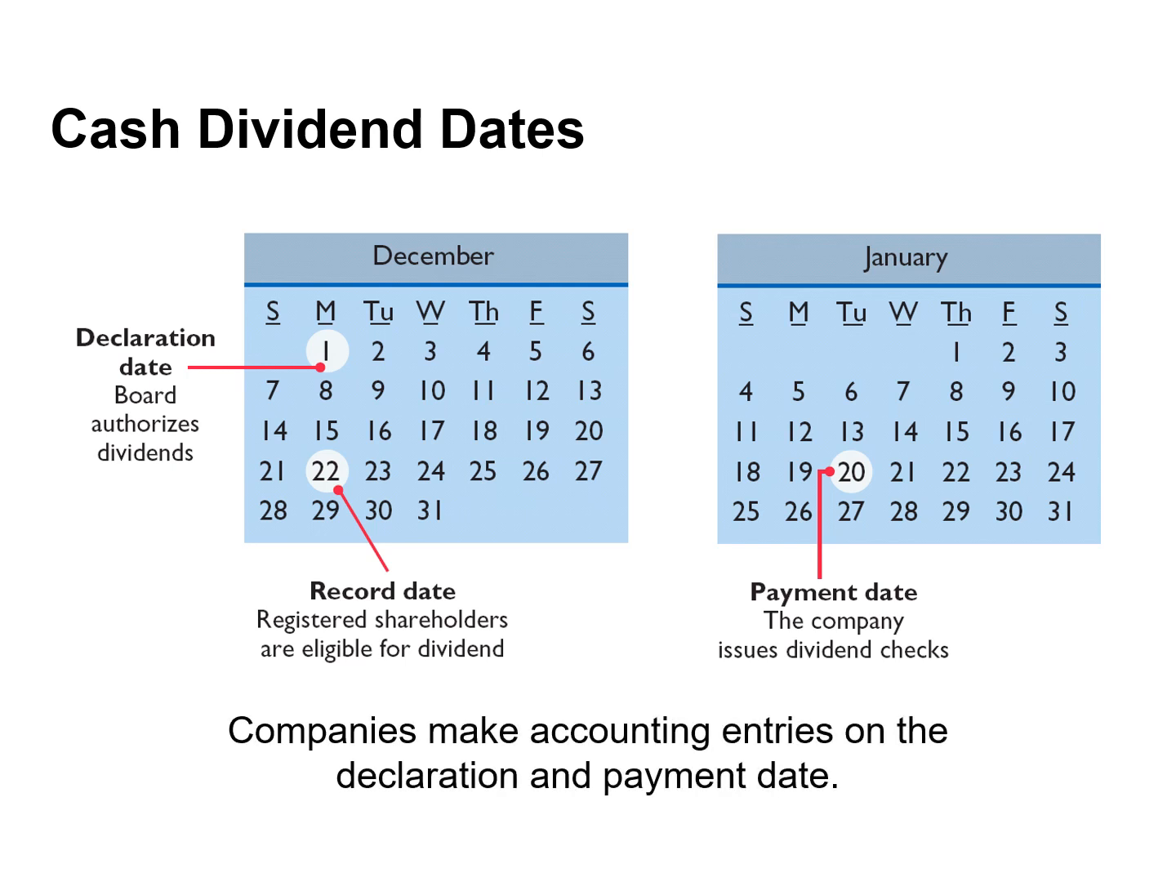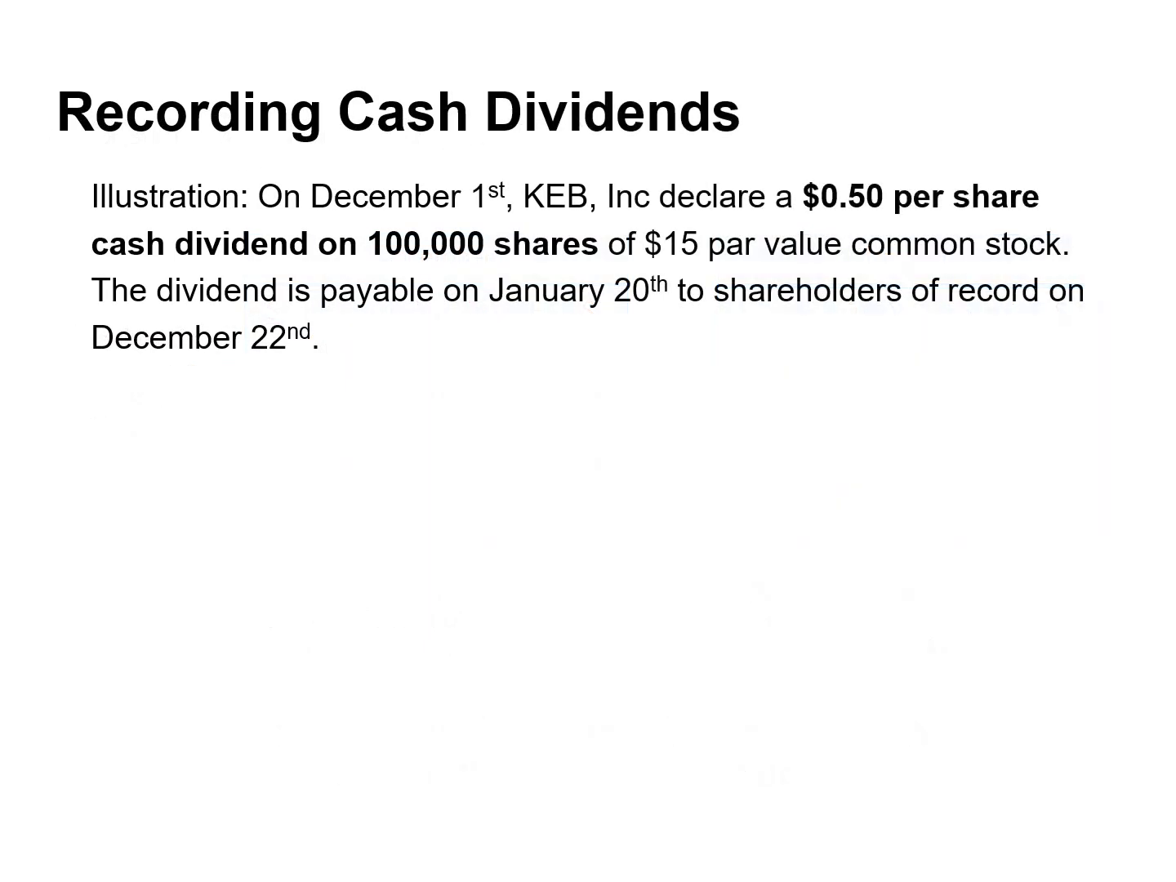Companies make accounting entries on the declaration and the payment date. No entry is required for the record date. To illustrate cash dividends, let's assume that on December 1st, KEB Incorporated declares a 50-cent per share cash dividend on 100,000 shares. The dividend is $50,000, and that is found by taking the 100,000 shares and multiplying that by 50 cents.